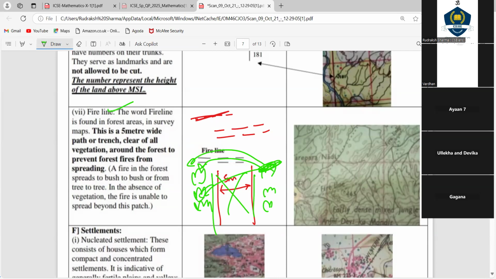So according to the definition, the word fire line is found in forest areas and survey maps. This is a 5 meter path or trench clear of all vegetation, or you can write devoid, which is a slightly better word, devoid of vegetation around the forest to prevent forest fires from spreading. A fire in the forest spreads to bush or from tree to tree. In the absence of vegetation, the fire is unable to spread beyond this path.